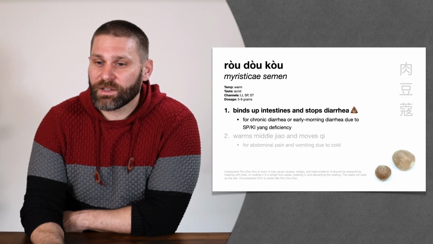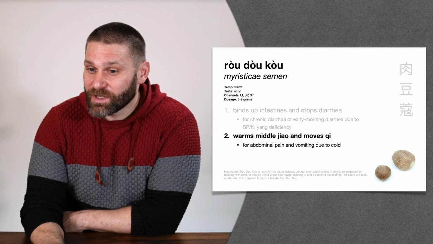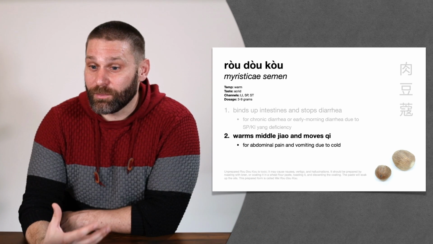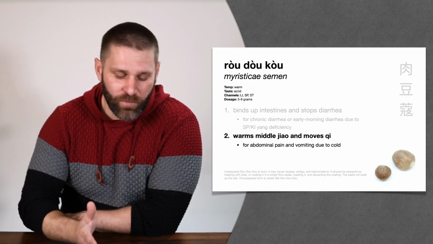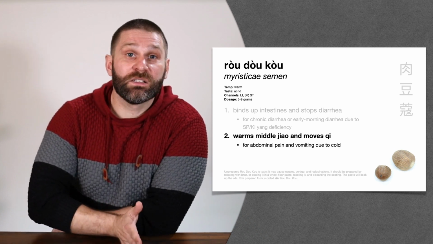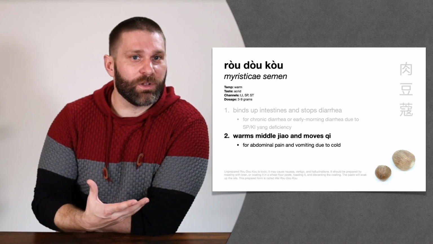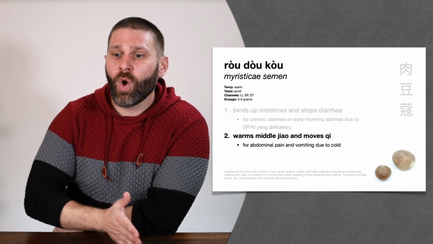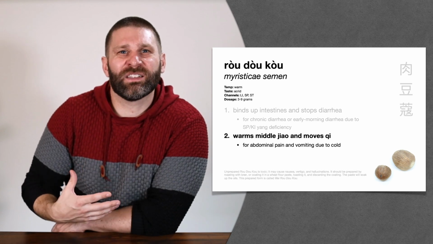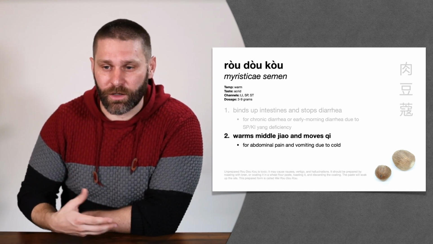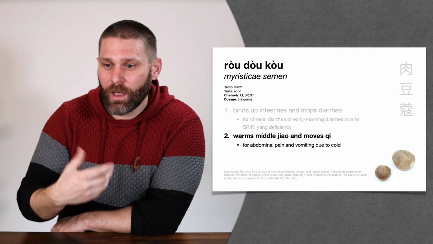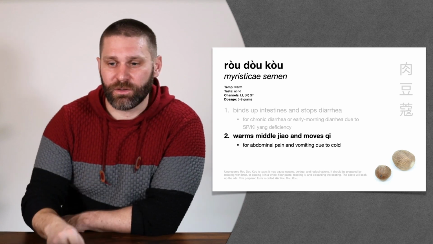But the other really interesting thing about Rou Dou Kou is that it warms the middle jiao and moves qi, so for abdominal pain and vomiting due to cold. With He Zi, we said that it was neutral in temperature, and so that makes it very versatile. With Rou Dou Kou, it also has this action of warming the interior, so it's warming the middle jiao and treating qi stagnation due to cold.